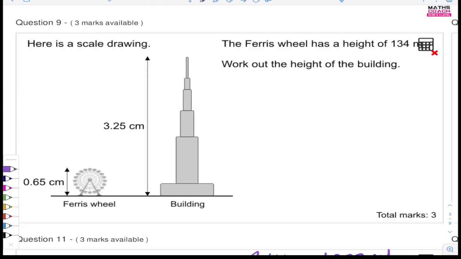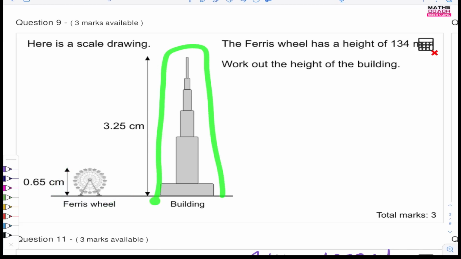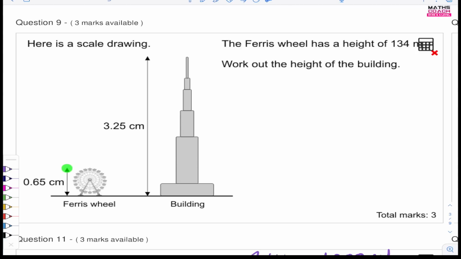Question 9. Here is a scale drawing. The Ferris wheel has a height of 134 meters. Work out the height of the building. Ignore where it says don't use a calculator. It's a calculator paper, so I don't know why that is there. All right. So we have the Ferris wheel right here, and we have what looks like the Burj Al Khalifa right there. If you were to measure this with your ruler, the Ferris wheel would measure 0.65 centimeters, sorry. And if you were to measure this, it would measure 3.25 centimeters.